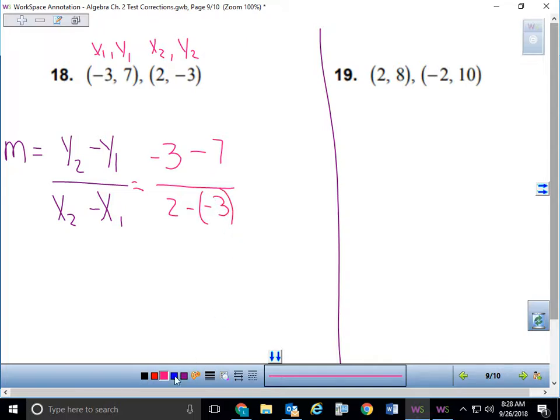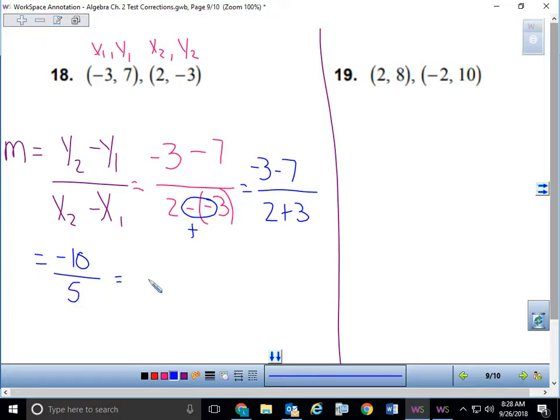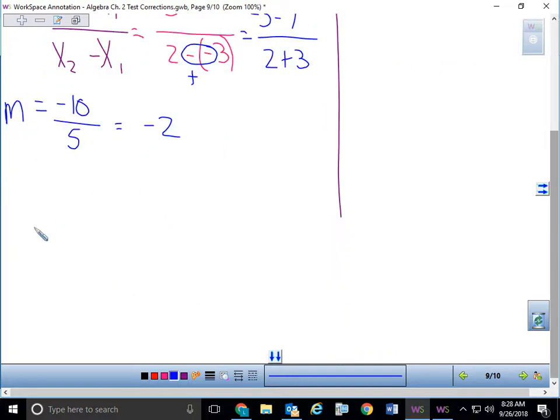Please, please, please be careful with your negatives. On the bottom, these two negatives turn to addition. So really I have the problem 2 plus 3 in my denominator and negative 3 minus 7 in the numerator. This simplifies to negative 3 minus 7. That's negative 10, getting more negative. 2 plus 3, 5. Negative 10 over 5 simplifies to negative 2. So my slope is negative 2. Filling that in, y equals negative 2x plus b. We have to find b.